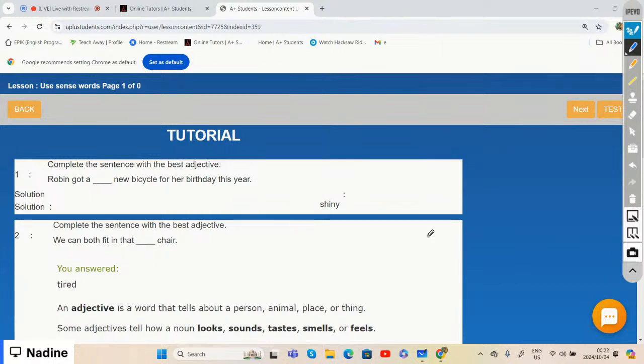And then we can say Robin got a shiny new bicycle for her birthday this year. Shiny.